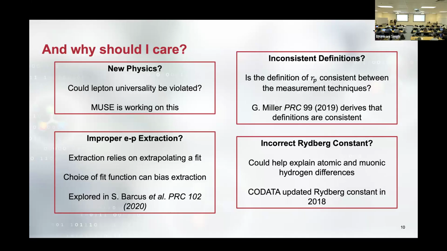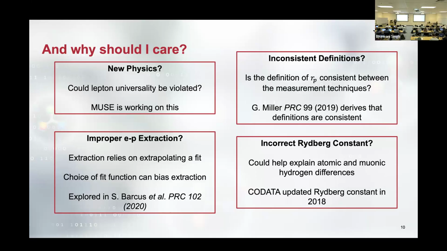There's a question of inconsistent definitions. Perhaps this spectroscopy measurement and electron scattering measurement had two different definitions that weren't actually the same, even though we thought they were. That's been disproven. That paper that I referenced before goes through a lengthy derivation to show that they are studying the same thing. One of the things that's popped up a lot is, are we just extracting it poorly? To extract the radius, we have to extrapolate by definition. And so your choice of fit is going to impact your extraction. And maybe we're just really crappy at fitting.